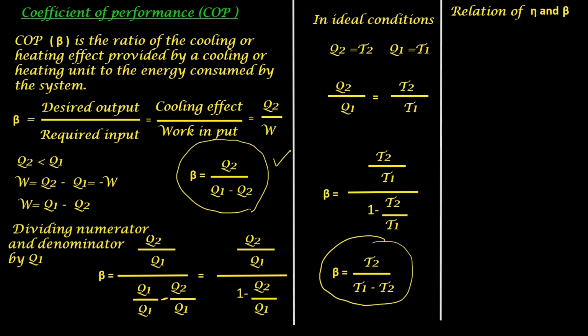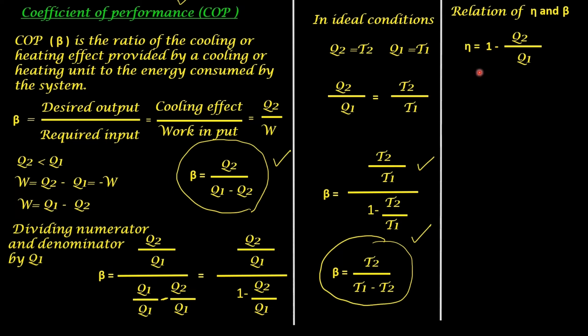Then we have the formula beta is equal to T2 by T1, the whole divided by 1 minus T2 by T1, which is equivalent to Q2 upon Q1, the whole divided by 1 minus Q2 by Q1. You also have the formula beta is equal to Q2 by W. These formulae help us to derive the relation between eta and beta. I have already mentioned this formula, T2 by T1 minus T2. We know that efficiency eta is equal to 1 minus Q2 by Q1.